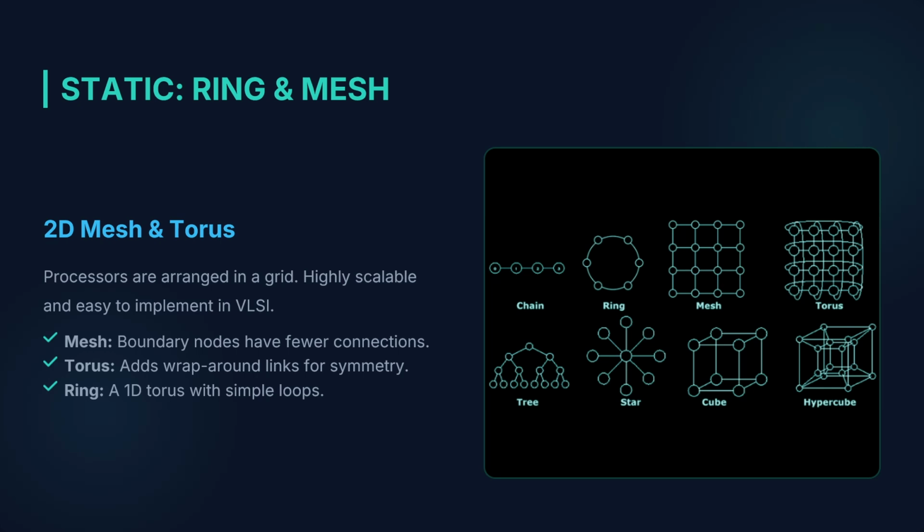Now, everyone has exactly the same number of neighbors. And if you just take a single line of processors and connect the ends, you get a ring. Simple, right? But the diameter can be quite long if you have a lot of nodes.